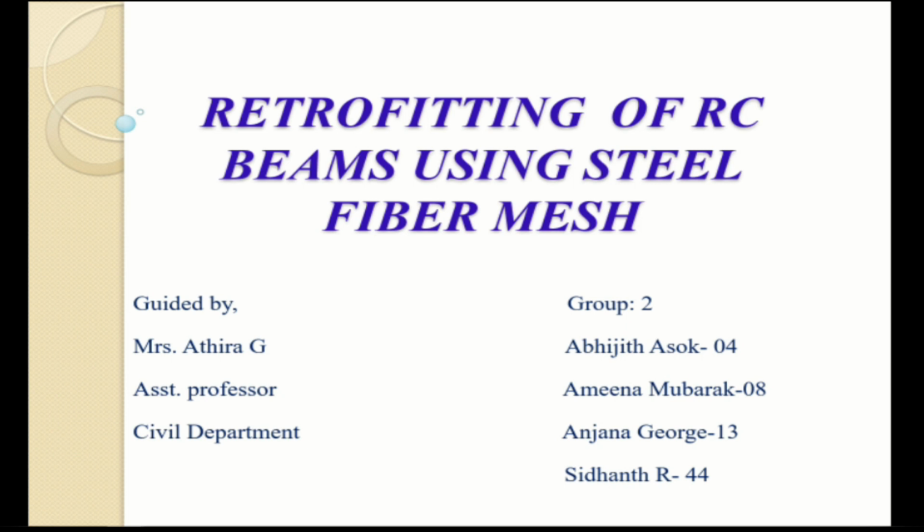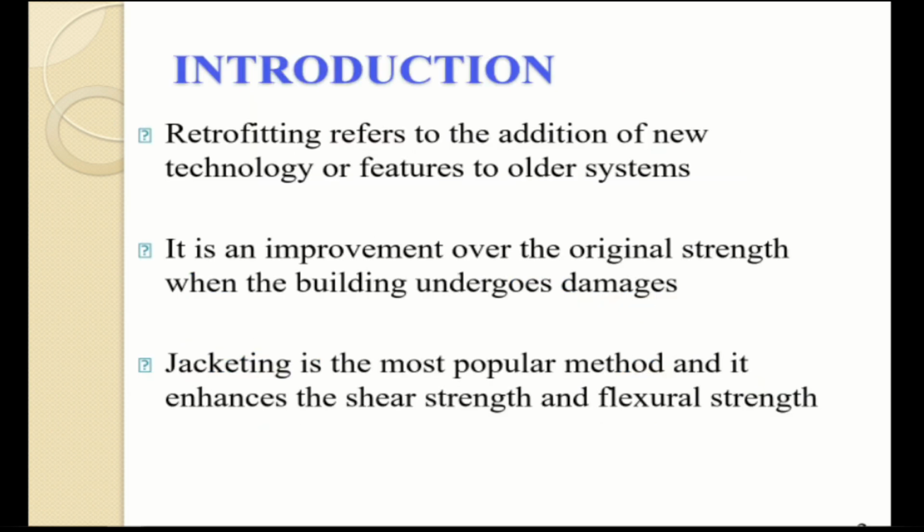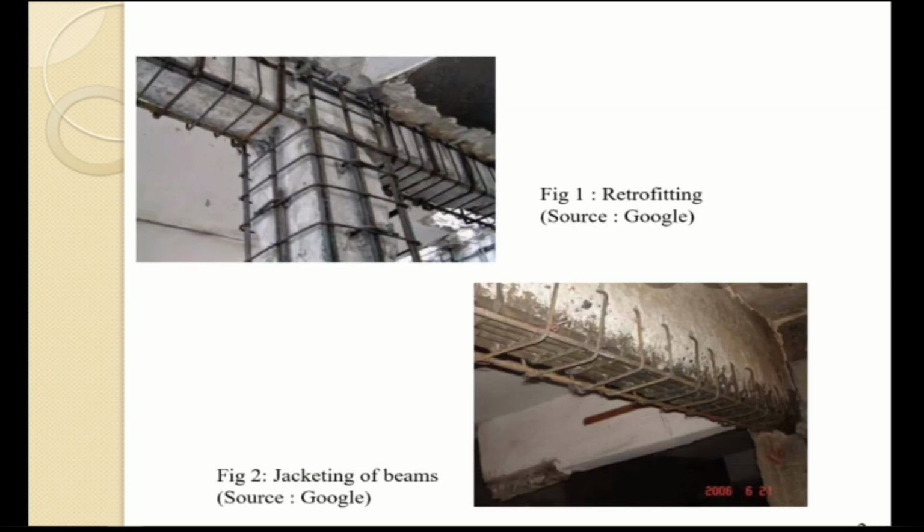Retrofitting of RC beams using steel fiber mesh. Retrofitting refers to the addition of new technology or features to an older system. It is an improvement over the original strength when a building undergoes damage. Jacketing is the most popular method, and it enhances the shear strength and flexural strength.